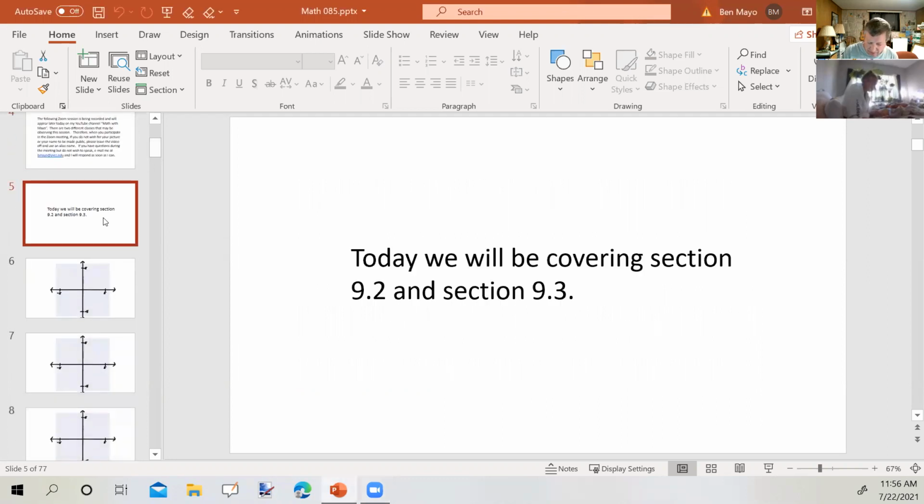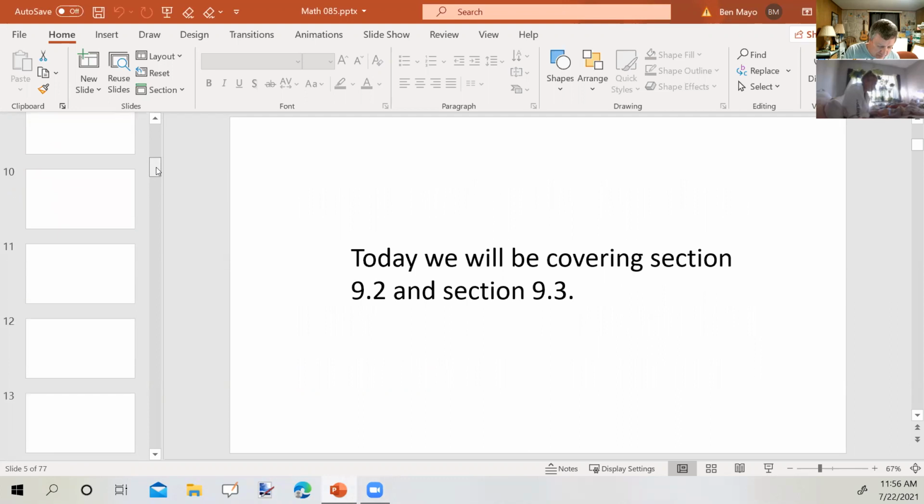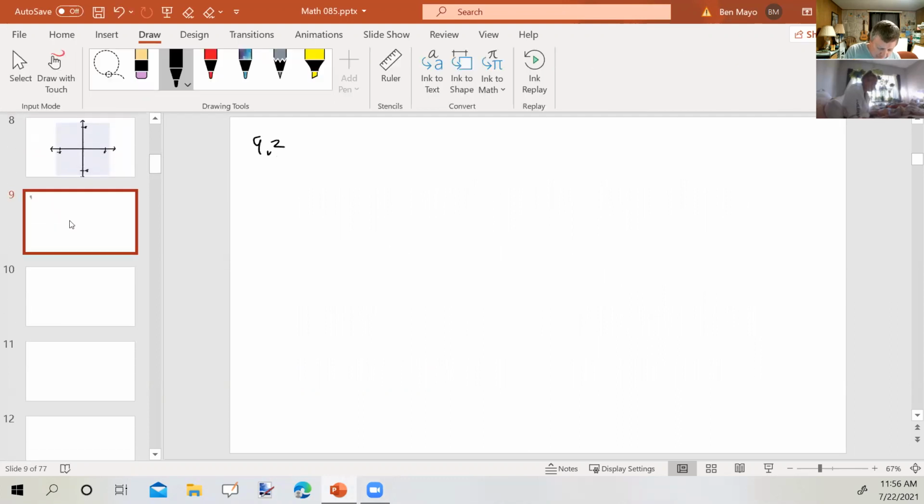Okay, so now we're going to take a look at section 9.3, which is simplifying and combining radical expressions.